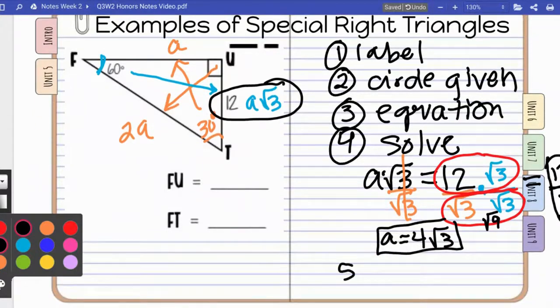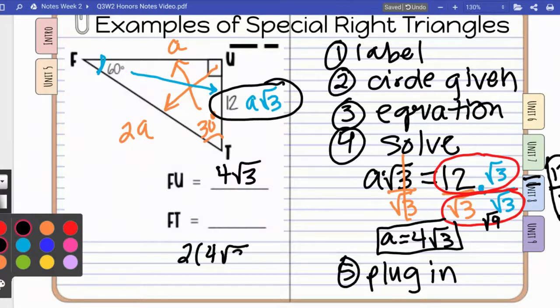And step 5 is just to plug it back into our sides. So F to U is A in our picture, and A is just 4 radical 3, 4 times square root of 3. And F to T is twice that amount. Well, what's double 4 square roots of 3? That's just going to be 8 square roots of 3.